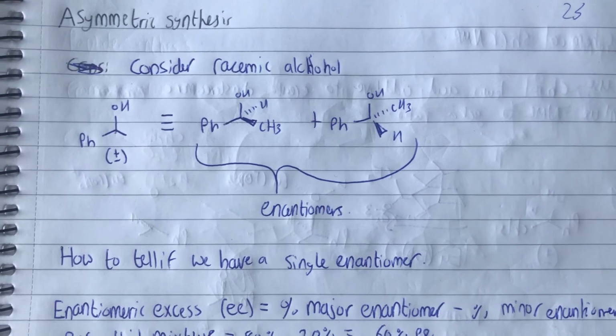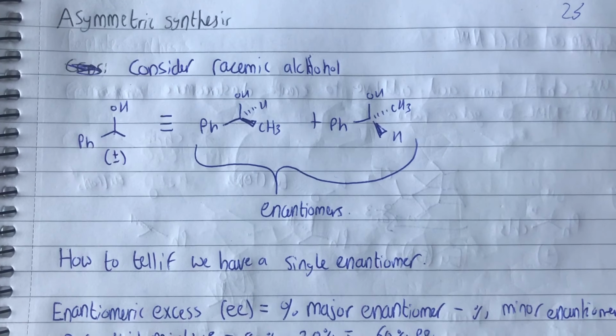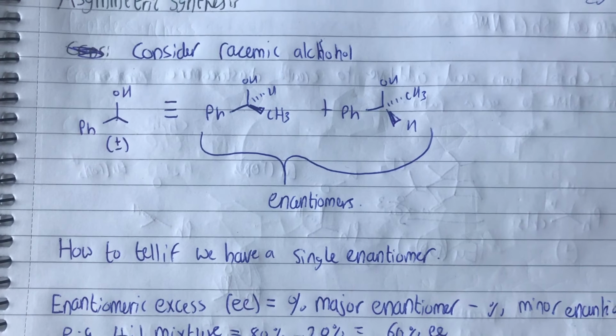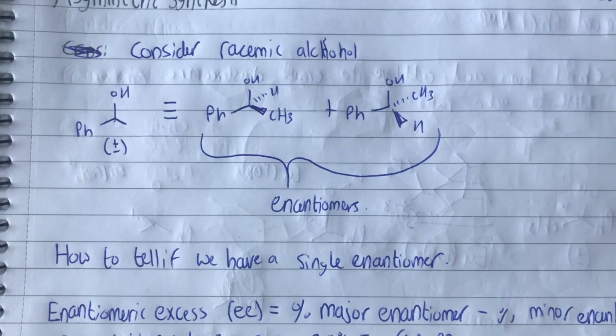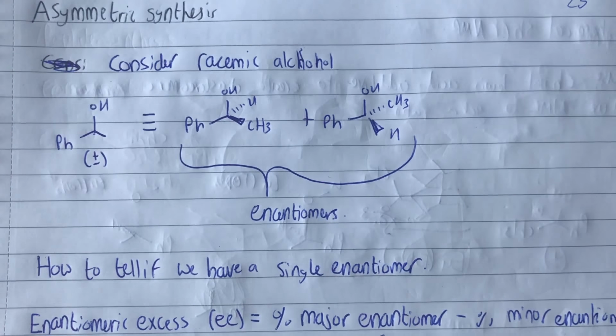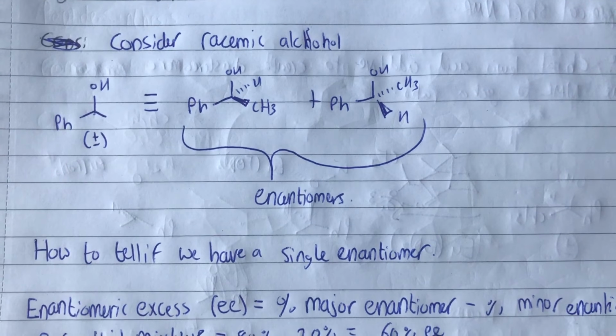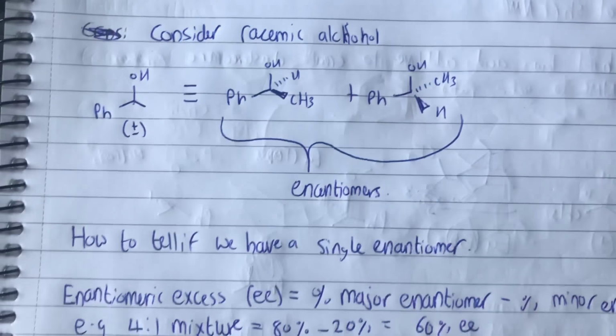Today we're going to talk about asymmetric synthesis, or rather how we can determine what sort of isomer or enantiomer we've got in a mixture. As you can see here, we're going to consider a racemic alcohol. In this case we're just going to use phenol, pretty much, almost. And as you can see there are two different enantiomers of phenol.